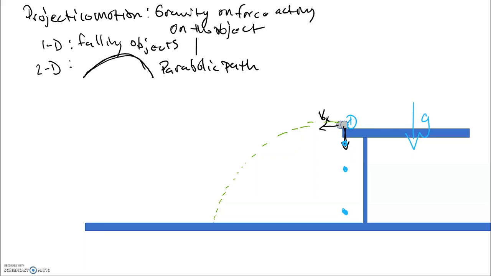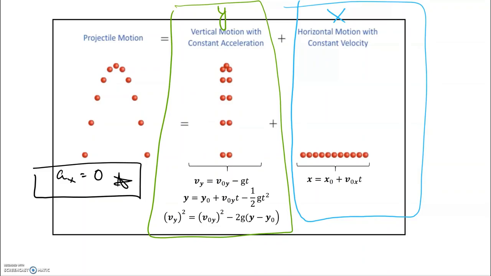There's nothing else happening to the object, so we know that there's nothing causing the motion in the X direction to accelerate. So we just have motion at a constant velocity in the X direction. And so what this diagram is showing is that you just deal with the Y direction. You define what the speed is, what the position is, and then you deal with the X direction separately.